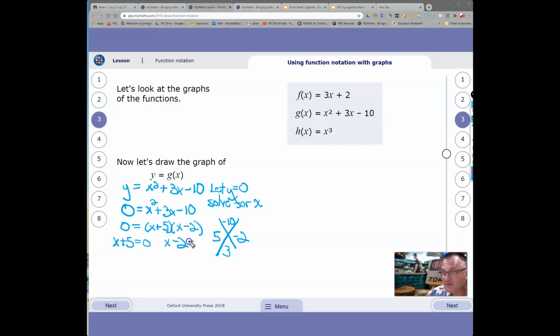Now to get the x-intercepts, we set each one of those equal to 0. So hopefully this looks familiar. And my one x-intercept is negative 5, and my other x-intercept is positive 2.